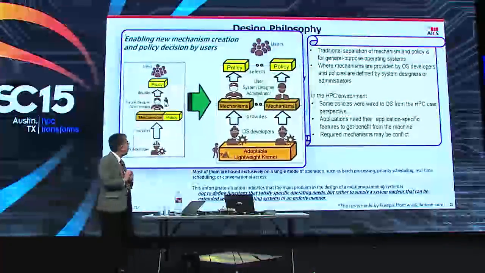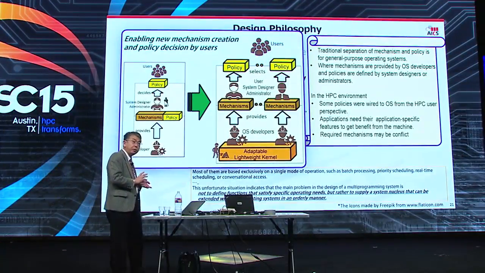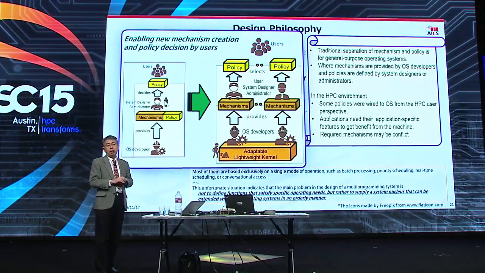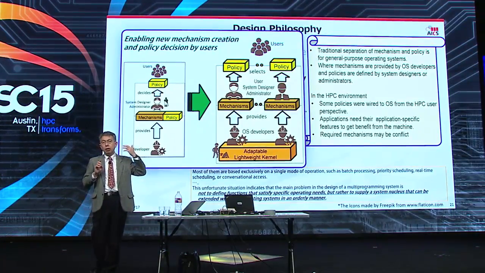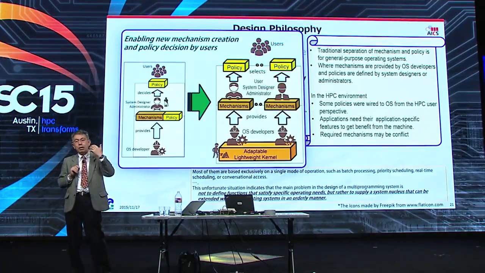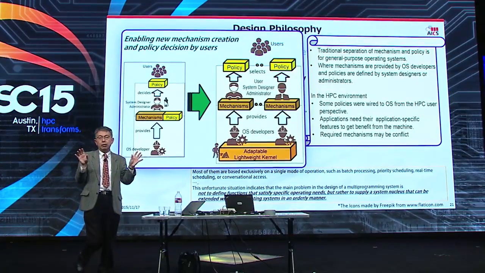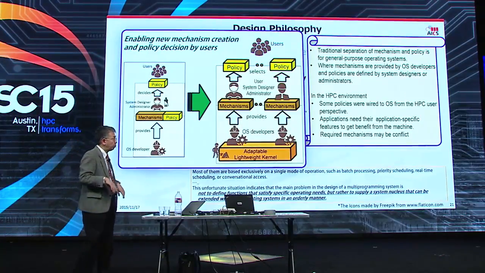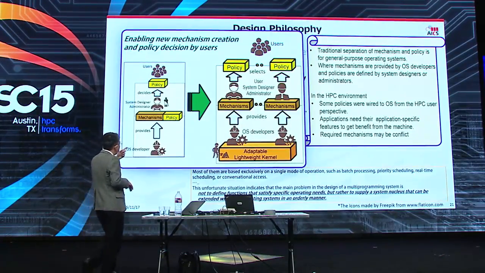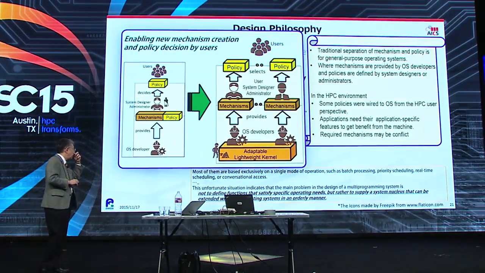And so we think there are several mechanisms that will conflict from user to user. So we should provide one mechanism for some users, and another mechanism for other users. And some mechanisms might conflict, and so we can't integrate those mechanisms.